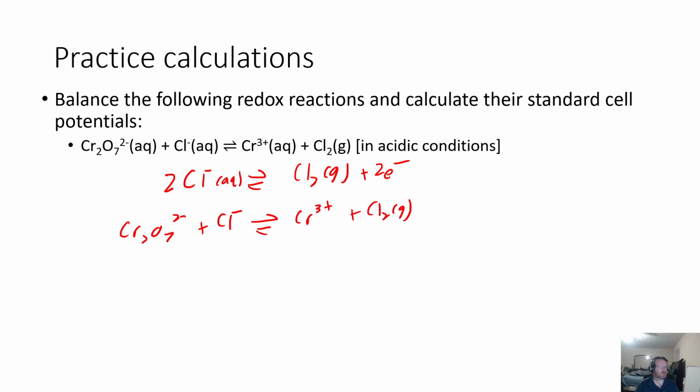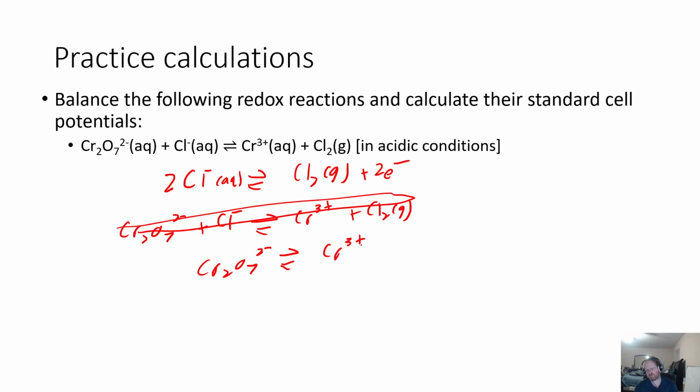Oh, I did not mean to rewrite the whole thing. That was not useful. Let's just talk about the half reaction part. So Cr2O7 2- at equilibrium with Cr3+. There we go. That's more useful.